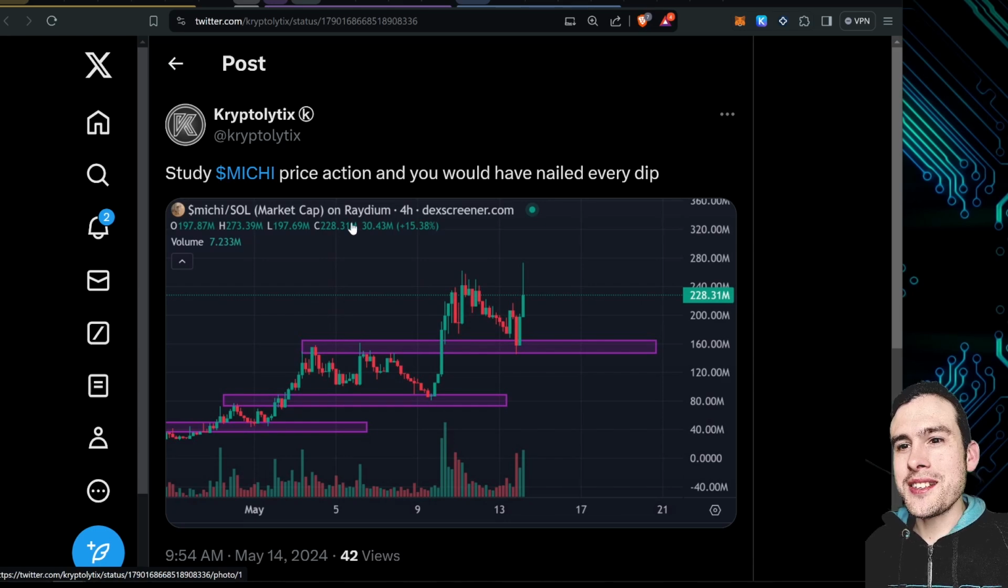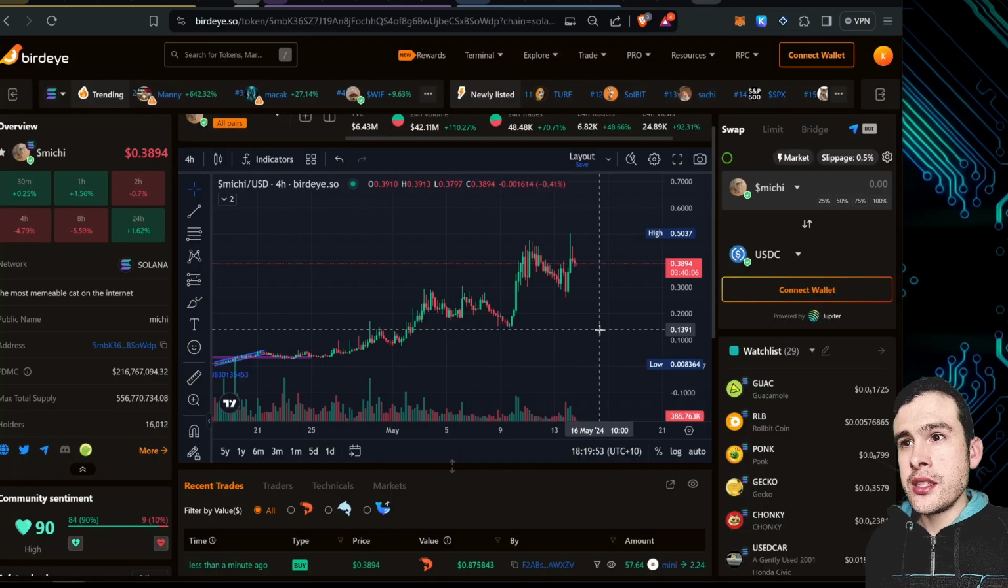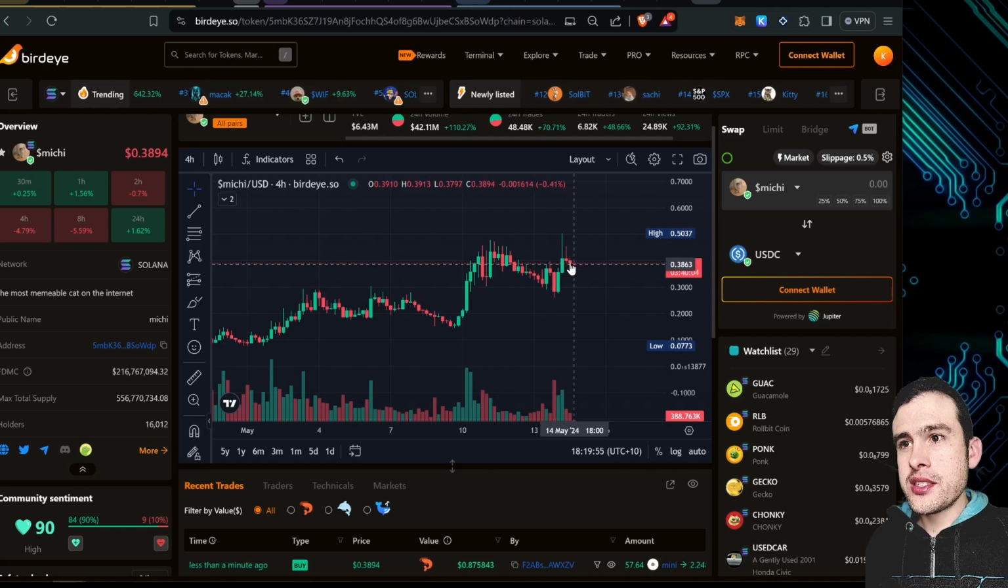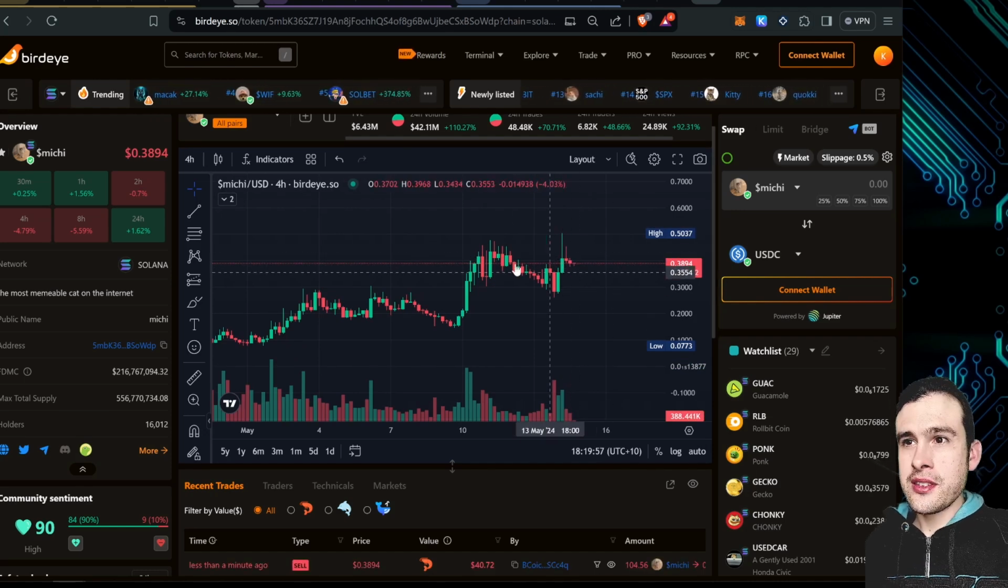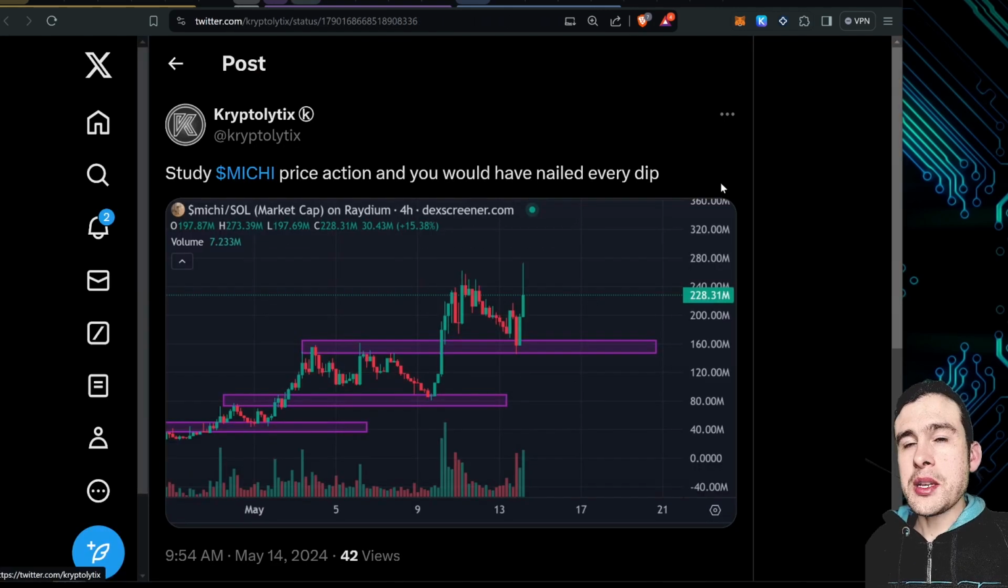So it's pretty interesting to see how the price action works on Michi. As it looks now, it looks like it is sort of consolidating a bit. So it looks like a bit of a range, I would say. But anyway, I like Michi.